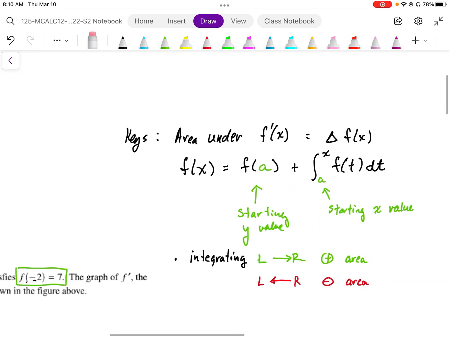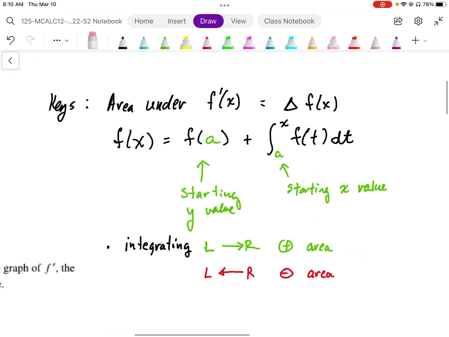So some of the keys in this question that we have to make sure we understand is that the area under the derivative function f prime is going to give us the displacement on the original f of x function. And using the fundamental theorem of calculus, we can calculate values of f of x based on having some starting point, starting y value at f of a, and calculating the area from a to some point x under the derivative graph. So this should say f prime under the f prime graph. So this is a key point.